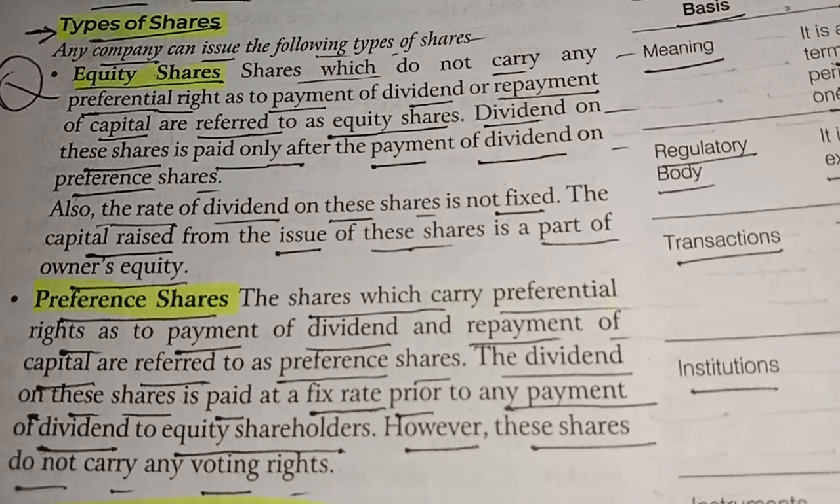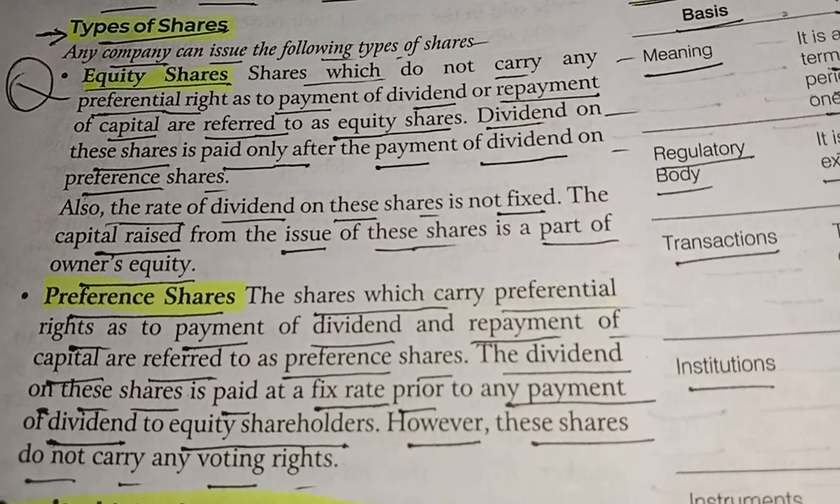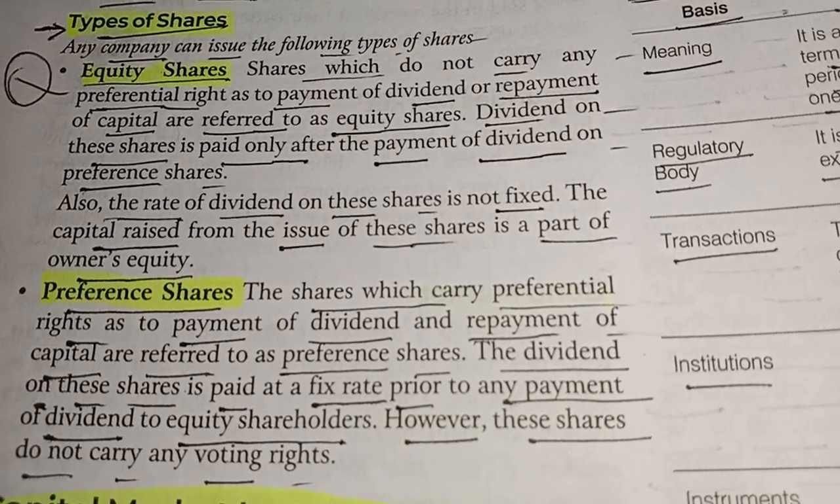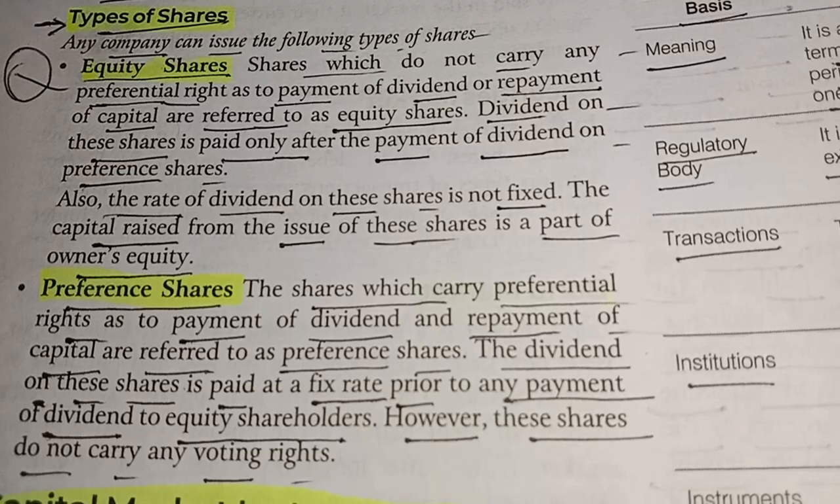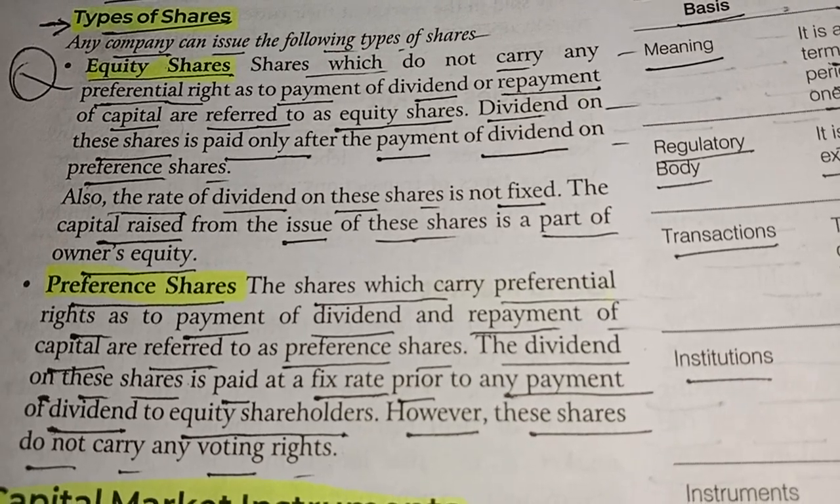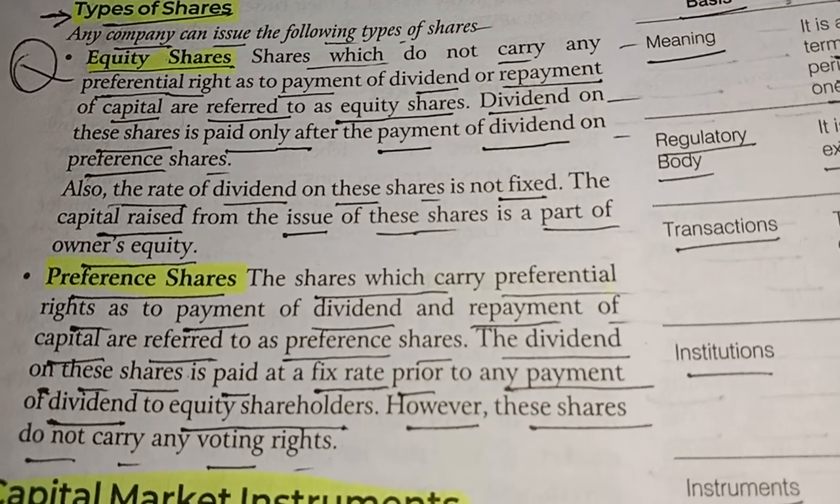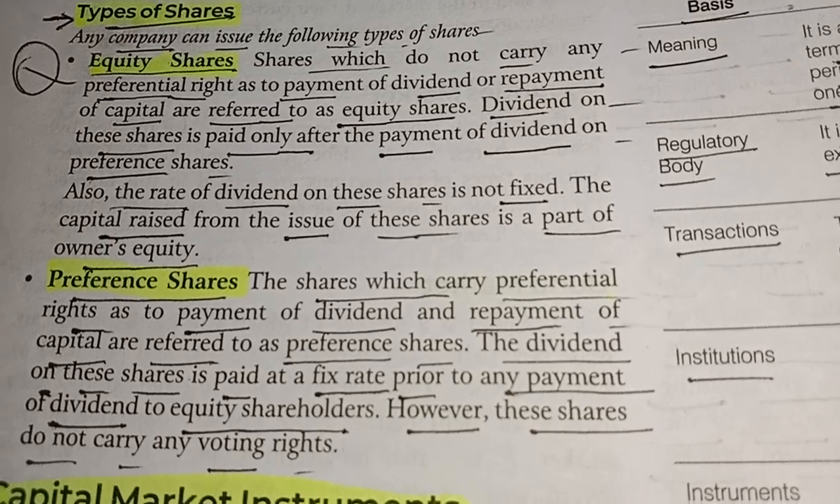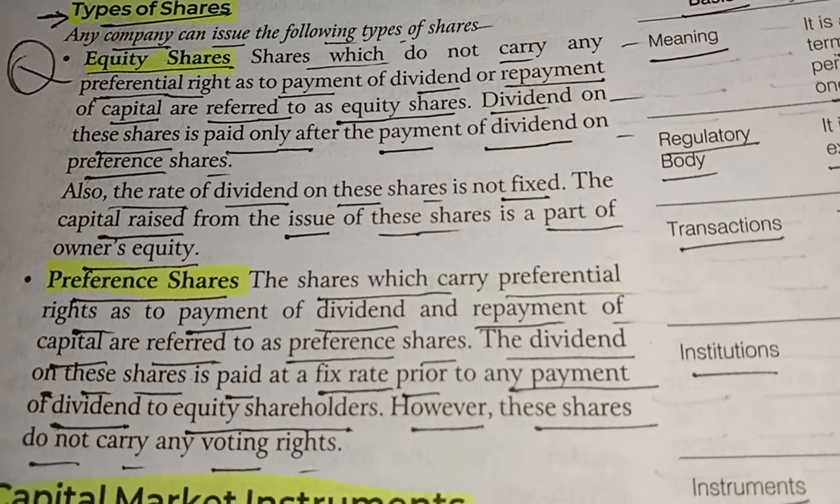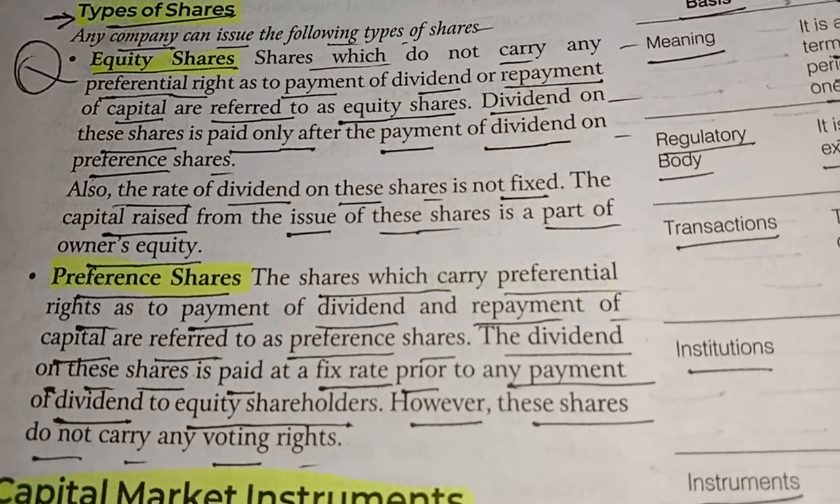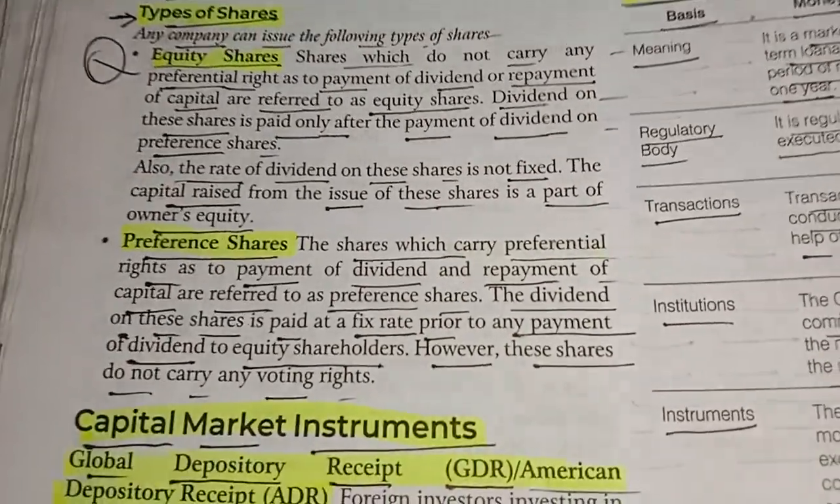Preference share. The shares which carry preferential rights as to payment of dividend and repayment of capital are referred to as preference shares. Dividend of these shares is paid at a fixed rate prior to any payment of dividend to equity shareholders. However, these shares do not carry any voting rights.